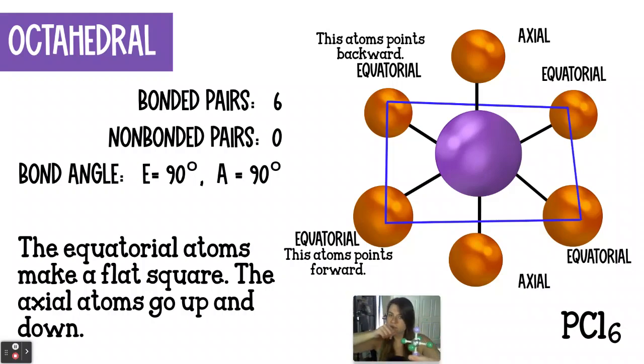I know it's confusing because it's 6 bonded pairs and it's octahedral. If you Google the shape of an octahedron, it would maybe click a little bit better if you're not seeing it. Okay, so that one is octahedral.